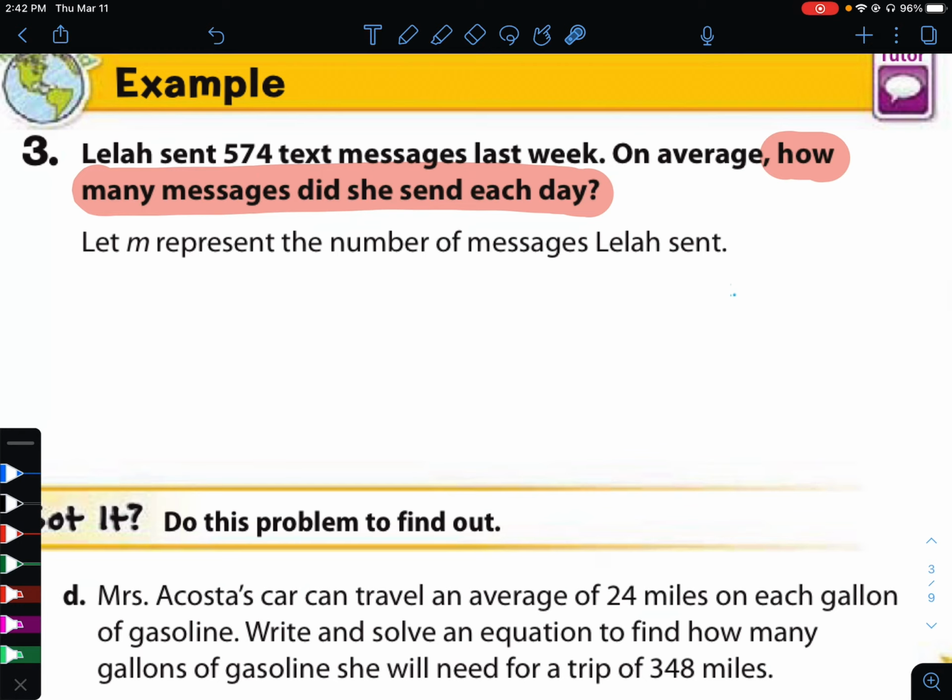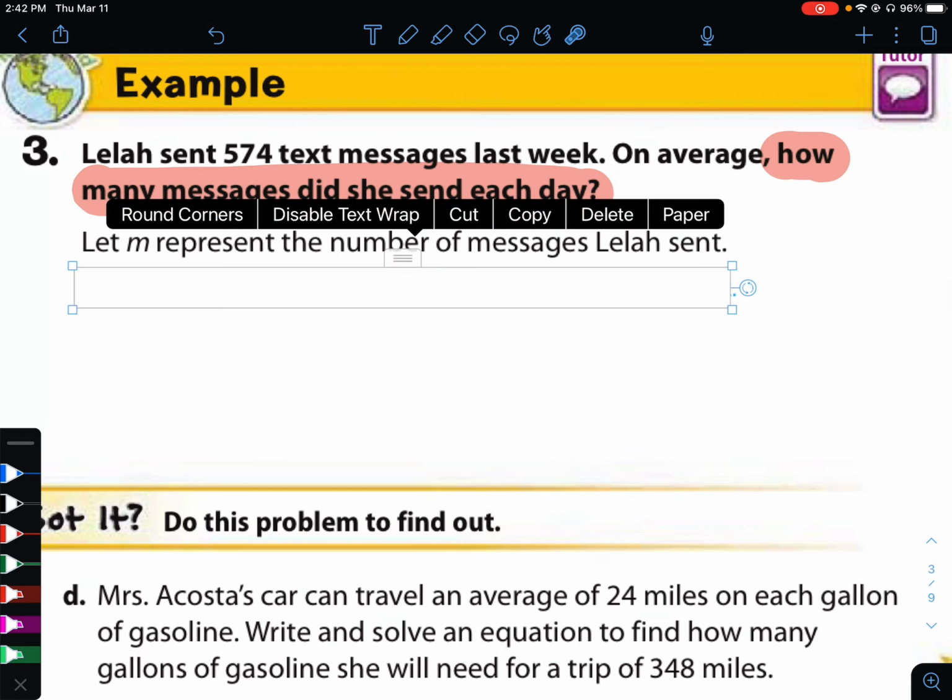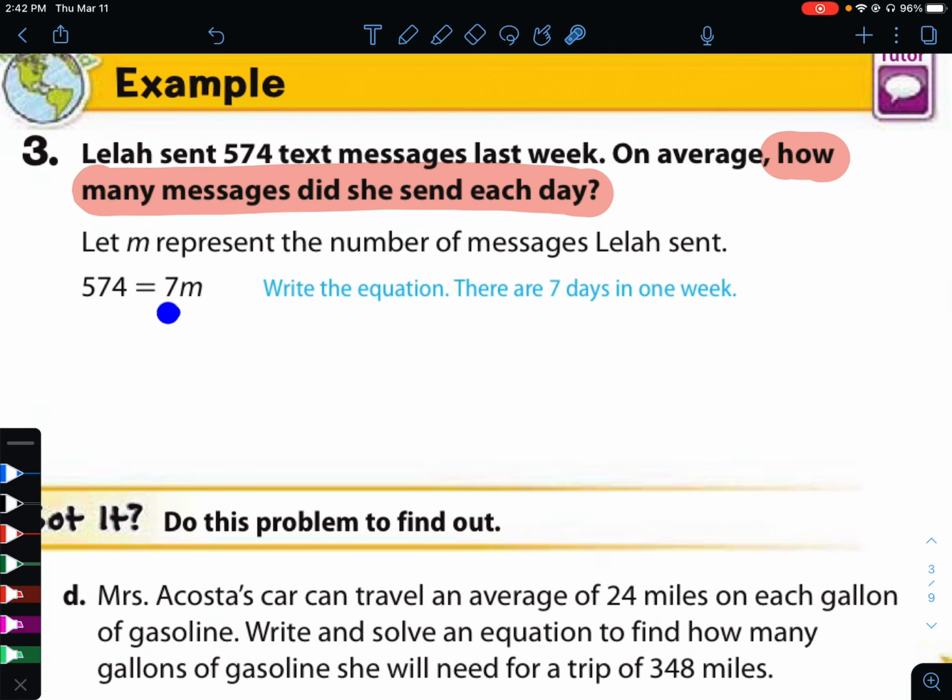We create our equation. We know that she sent 574 messages, and 7m represents the number of days in a week times m, the number of messages Leela sent. So if I get my 7 days in a week, multiplied by the number of messages that she sent, it should equal 574.